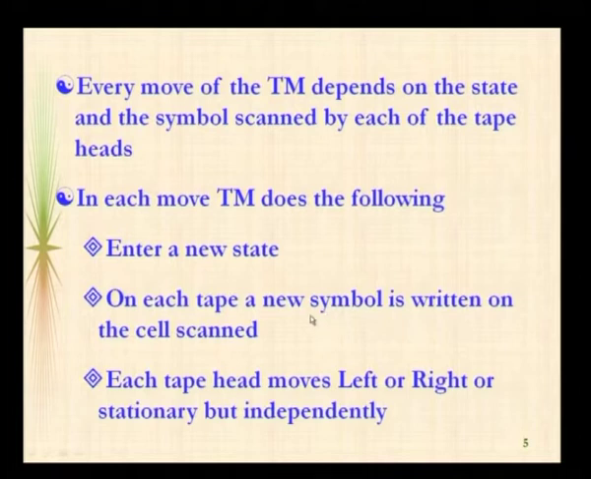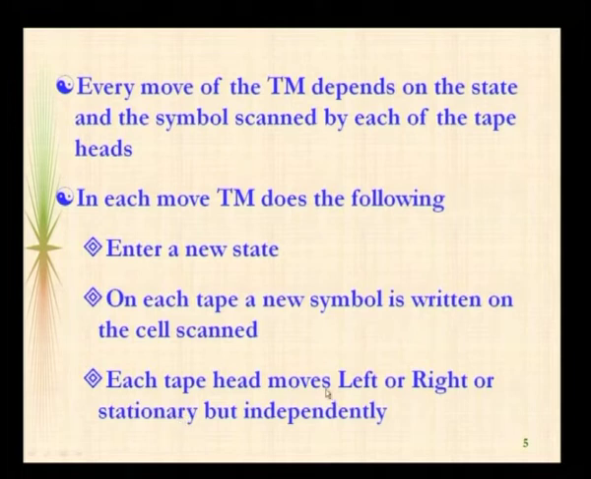Also, after reading or writing the symbol or leaving it as it is, the tape head can move towards the left or towards the right, or it can even be stationary. That is, we can keep the tape head in the same position. It is possible when you have multiple tape heads, whereas with a single tape head, if you keep the finite control stationary on the tape cell, then we will not be able to have any further move.